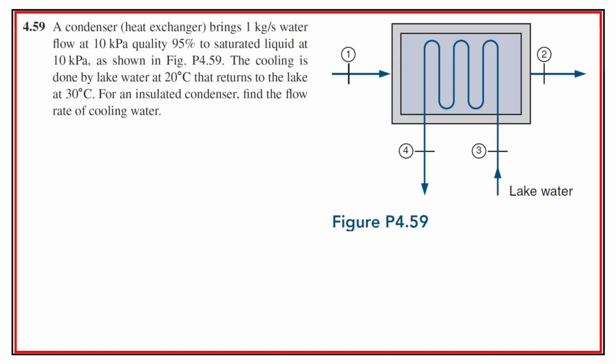As shown in this figure, the cooling is done by lake water at 20 degrees Celsius, and it returns to the lake at 30 degrees Celsius. It makes the fish all happy that they did that. This is an insulated condenser. We want to find the flow of the cooling water.